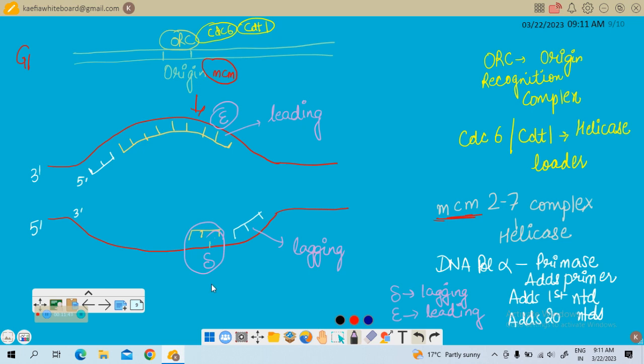So further extension will be done by polymerase alpha, but epsilon and delta have a role in leading and lagging strand. Okay, now we have another protein, that is RFC. RFC is a clamp loader. In prokaryotes also there was a clamp. Similarly in eukaryotes, the clamp loader is RFC. RFC is replication factor C.